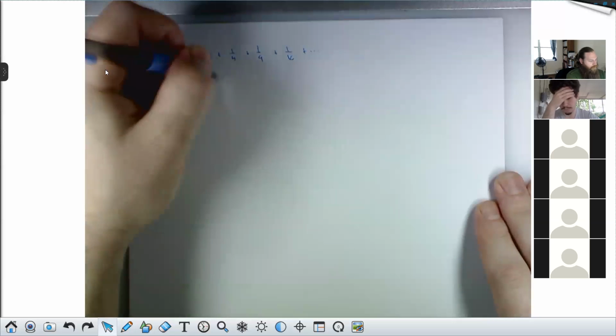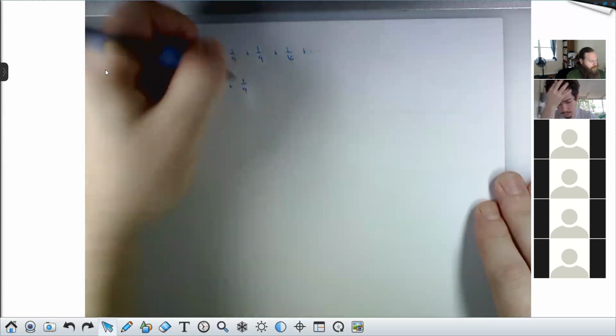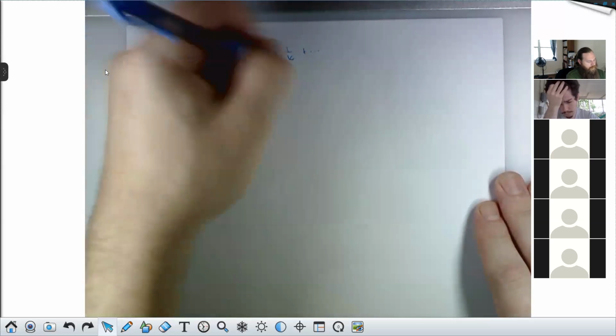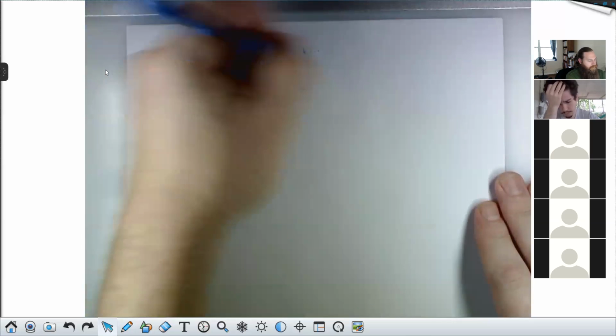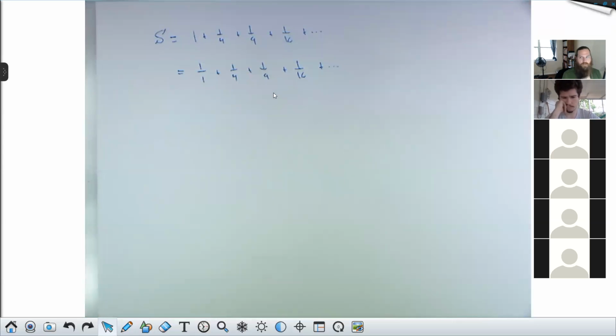So this is 1 over 1 plus 1 over 4 plus 1 over 9 plus 1 over 16. What do you notice about those denominators? Oh, I realize it now. It's just the p is equal to 2. I should have realized that. I'm sorry. No, don't be sorry. I think you confused it with geometric. Please don't be sorry, especially for folks who haven't solved this yet.